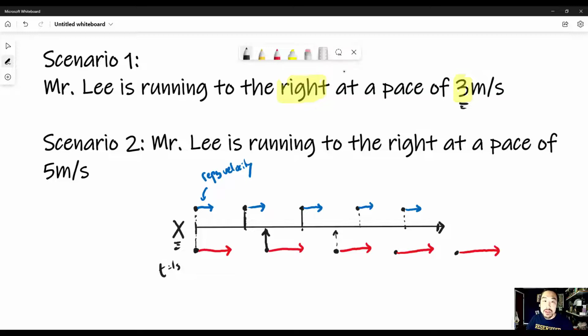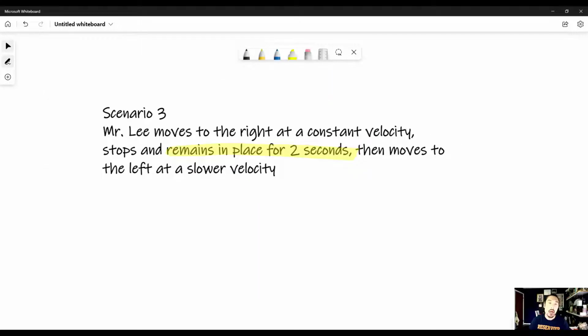All right, the next scenario, we're just going to change things up. We're going to add to the scenario. So once you are done copying this, copy down scenario 3 that you'll see in a little bit. All right, here's scenario 3. Mr. Lee moves to the right at constant velocity, stops and remains in place for 2 seconds, and then moves to the left at a slower velocity. One thing that you'll notice is that I didn't add the actual magnitude of my motion, just to show you that these models can be used to have a general representation of what is going on.